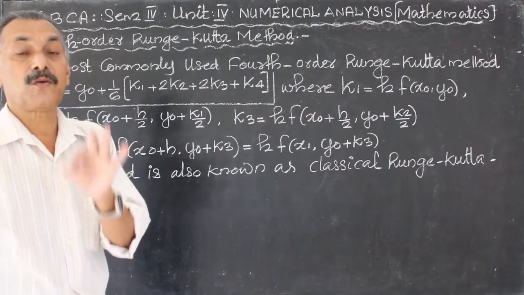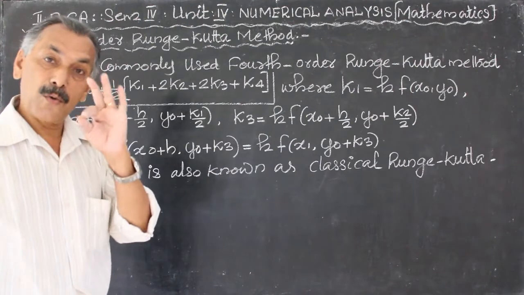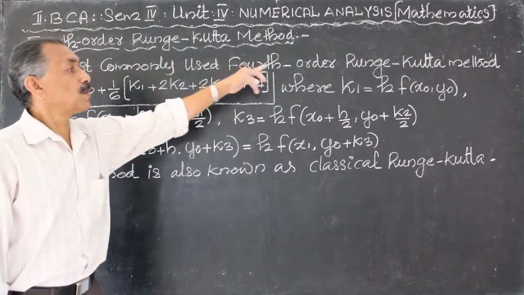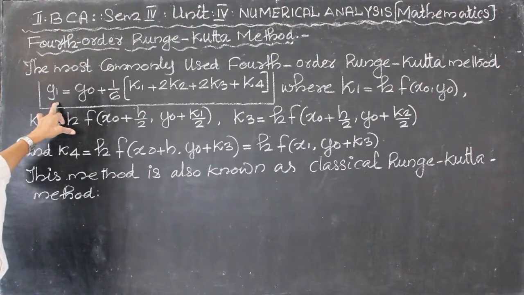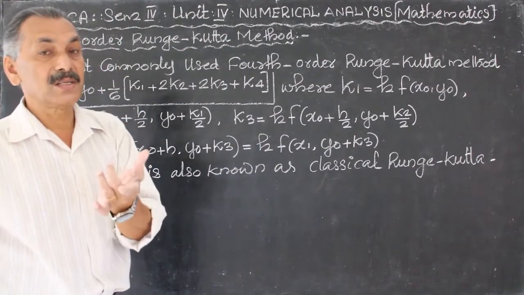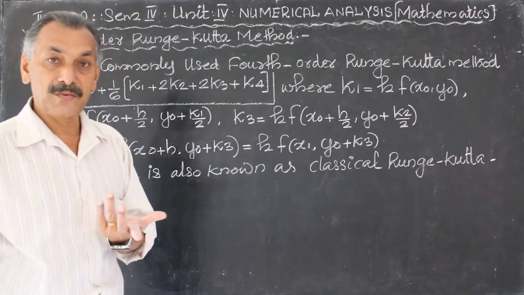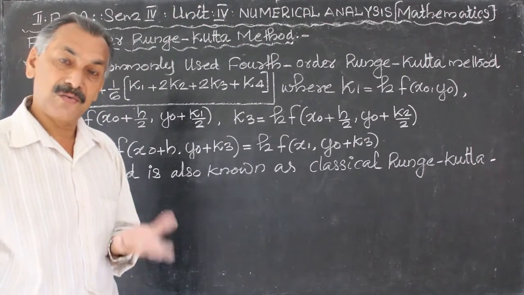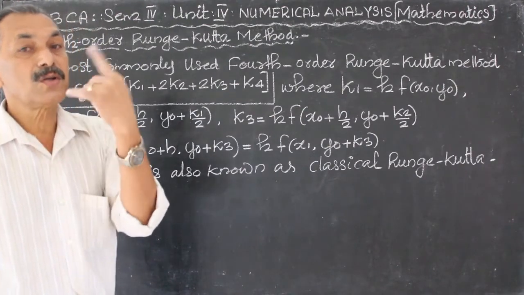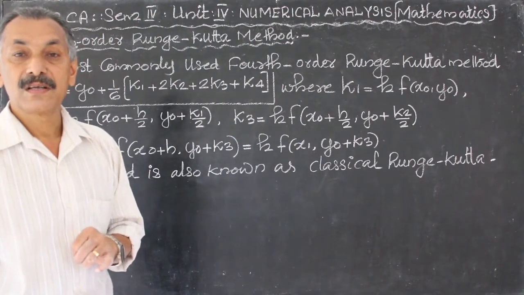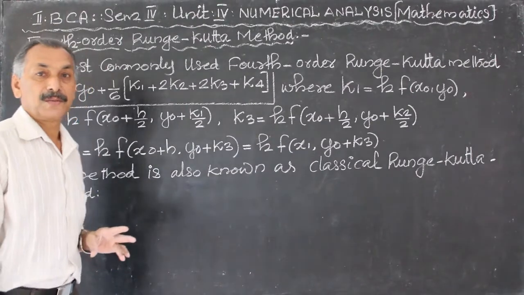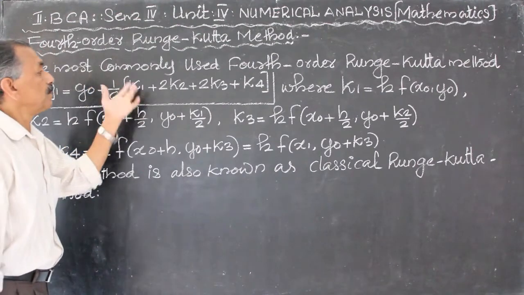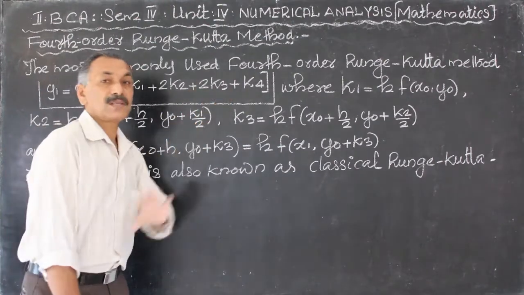Among the several fourth order Runge-Kutta methods, the commonly used and most accurate method is this. Consider the differential equation dy by dx is equal to a function of x, y, where y of x0 is equal to y0 given, and the value of h is also given. Then we have x1, x2, x3, and the values of the solution at these points are y1, y2, y3, etc. The initial value condition y0 is given. Using x0 and y0, the solution at the point x1, that is y1, is equal to y0 plus 1 by 6 into k1 plus 2 k2 plus 2 k3 plus k4.